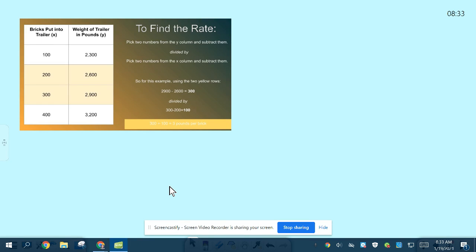In this video, we're going to look at how to find rate of change and initial value. So you should have this slide shared with you. I'm going to go through a couple of the slides together with you. This slide says to find the rate, pick two numbers from the y column and subtract them, and then pick two numbers from the x column and subtract them.